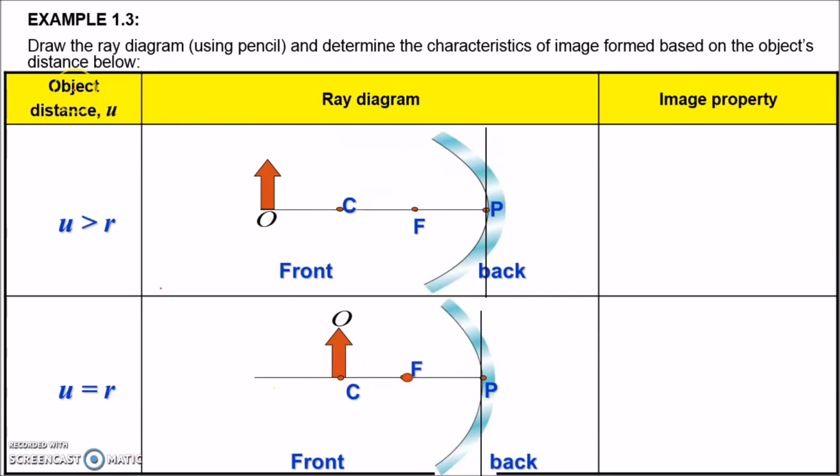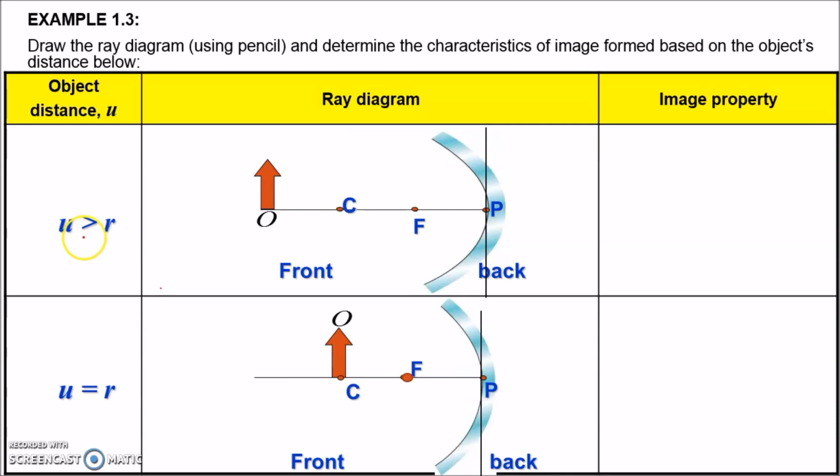Example 1.3. Draw the ray diagram using pencil and determine the characteristics of image formed based on the object's distance below. In the table here, we have the object distance u, ray diagram, and also image properties or characteristics of image. Let's look at the first case.